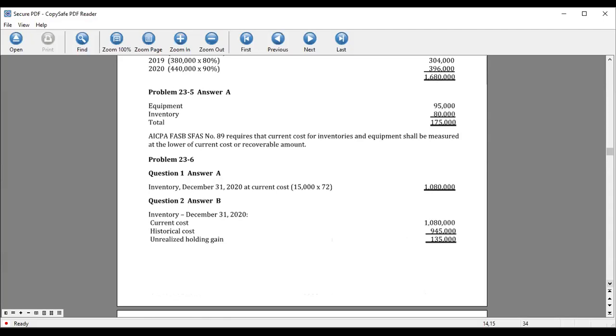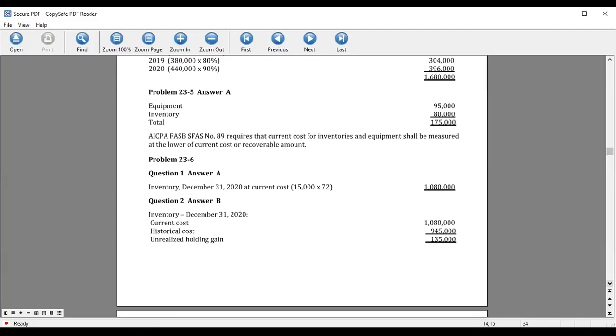Next, in problem number 6, question number 1, in the statement of financial position restated to current cost, what's the inventory on December 31? Now we have the amount of 1,080,000, that's at current cost. So we have 15,000 units, and then multiply it by 72, the year end current cost. Then we have question number 2. What is the unrealized holding gain on inventory for the current year?